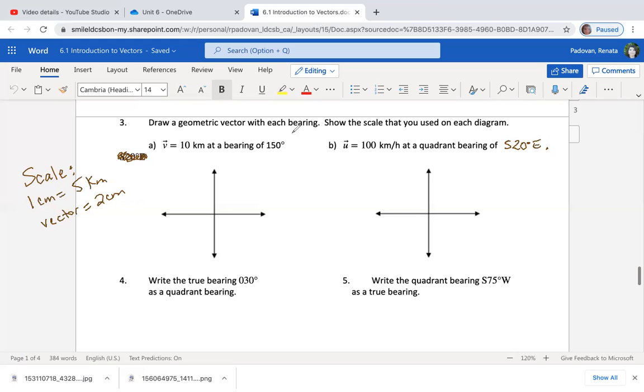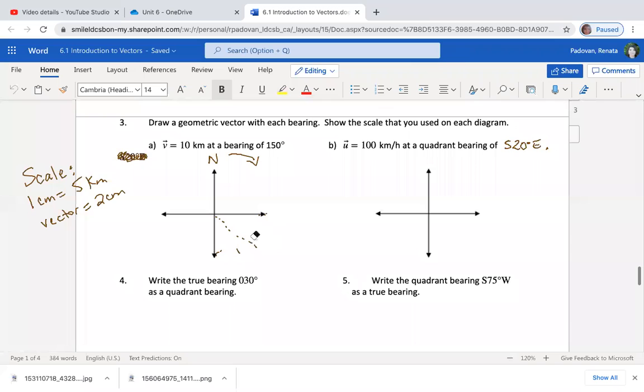but I have a bearing of 150. There's no compass directions around here, so I know that it's a true bearing, right? So I know that I have to start from the north, and I know I'm going clockwise. So this would be 90 degrees, this is 180 degrees. Again, the diagonal between east and south is 45, right? So what's 90 plus 45? 135, and this is 150, so I'm going beyond it. So that just helps you with how to draw it.